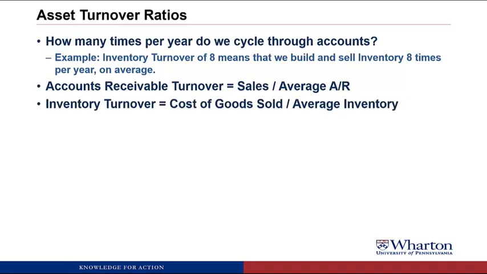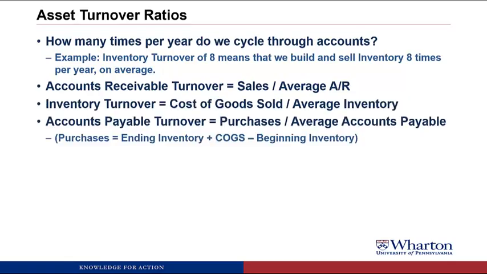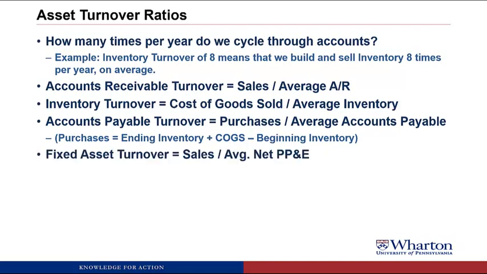Inventory turnover, which is cost of goods sold divided by average inventory. Accounts payable turnover, which is purchases over average accounts payable. Purchases, we're trying to get at the purchase of new raw materials. So we calculate that as the difference between ending and beginning inventory plus COGS. And then fixed asset turnover is sales divided by average property, plant, and equipment.